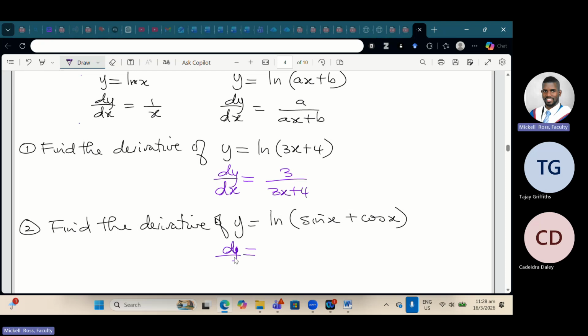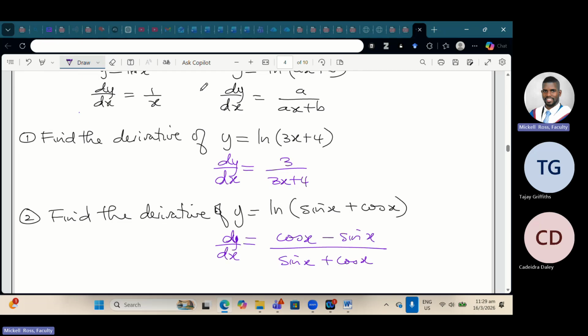So dy dx is going to be equal to the derivative of sine, which is cos x. Derivative of cos is negative sine x, all divided by the denominator, which is just sine x plus cos x.